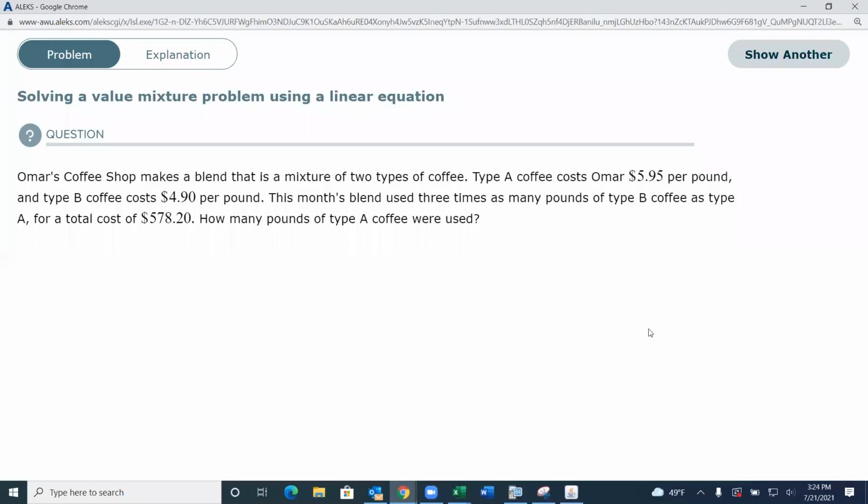Okay, now we do a value mixture problem. We've got a couple of items that we're going to mix, in this case coffee, but it might be money at different interest rates or whatever. So Omar's coffee shop makes a blend that is a mixture of 2 types. Type A is $5.95 a pound, and type B is $4.90 a pound. Now he's going to mix them so that he has 3 times as much of B as he does of A.